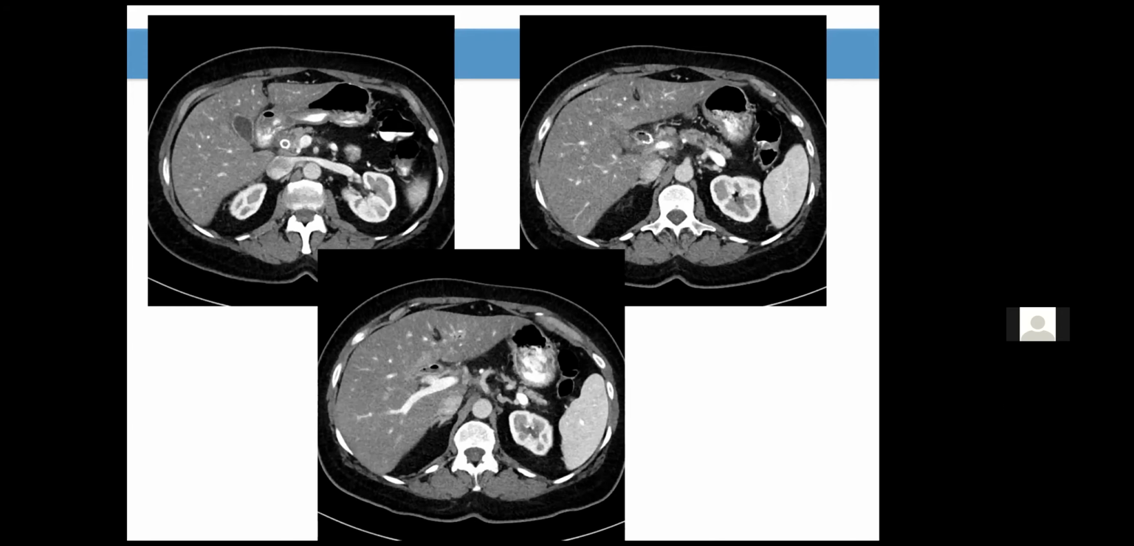There's also, sorry, I have to move everybody else to be able to see here. The mass was extending superior and encasing some of the portal vein just above the confluence. And then finally, there's also some soft tissue surrounding the hepatic artery here.